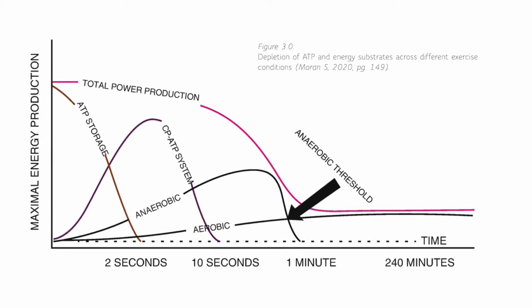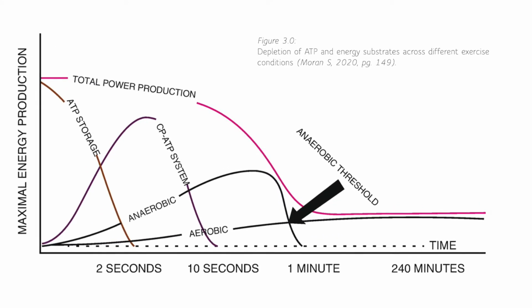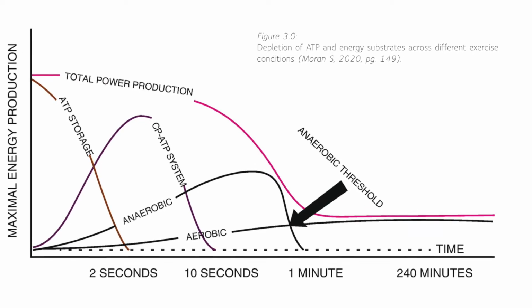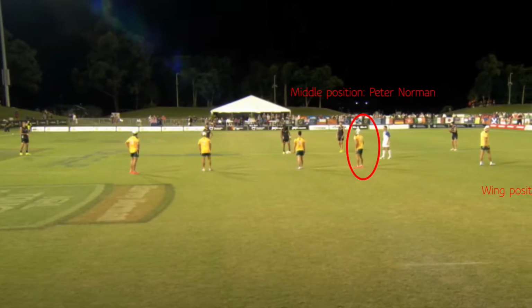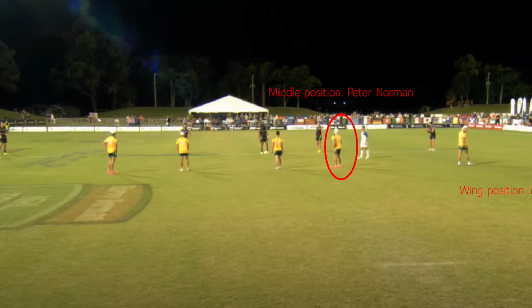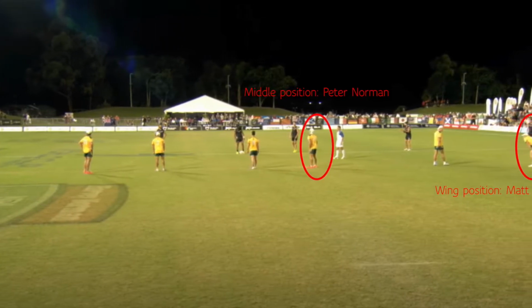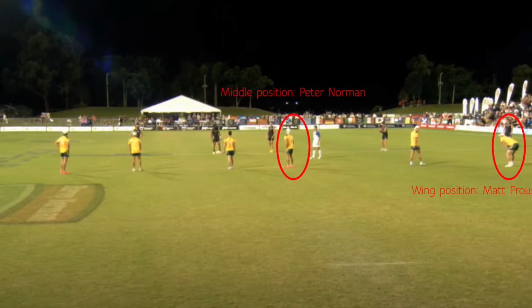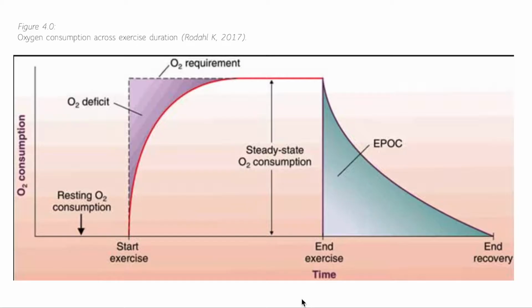The middle position in touch football is responsible for rocking the ball upfield and is the instigator of attacking phases. Prior to the game, Norman works aerobically, having sufficient oxygen available to meet the energy requirements due to the submaximal nature of the activity. Following the initial tap, which initiates the start of the game, there is an immediate increase in exercise intensity, shifting to anaerobic pathways within an oxygen deficit phase.